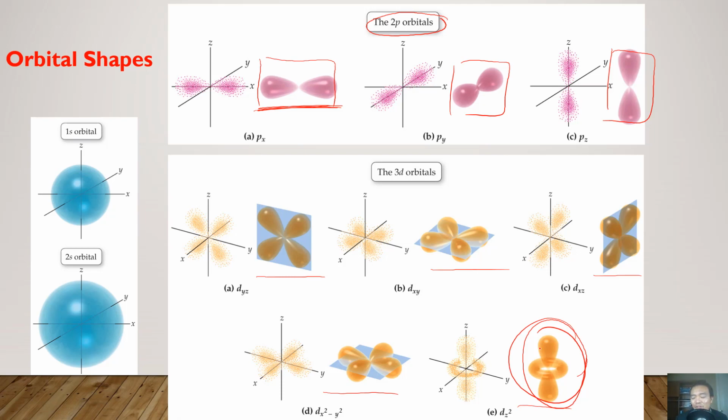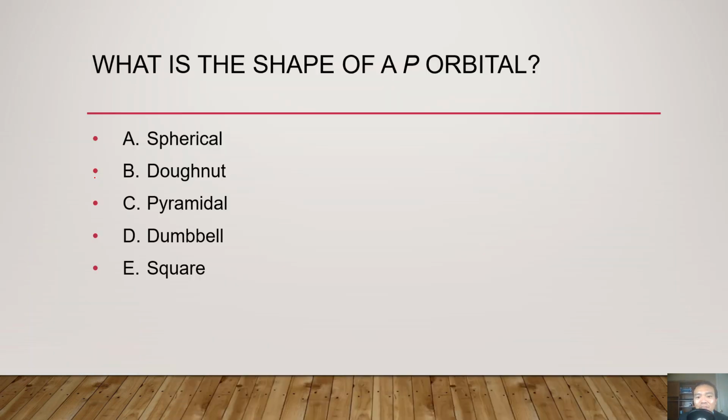One more thing I want to emphasize is that s orbitals all look the same. They are spherical in shape. If you compare 1s and 2s orbitals, they have the same shape, but the size of 2s is bigger than that of 1s. All right, let's go on and work on some problems. What is the shape of p orbitals? Yeah, it's dumbbell shape. Spherical shape is for s orbitals.